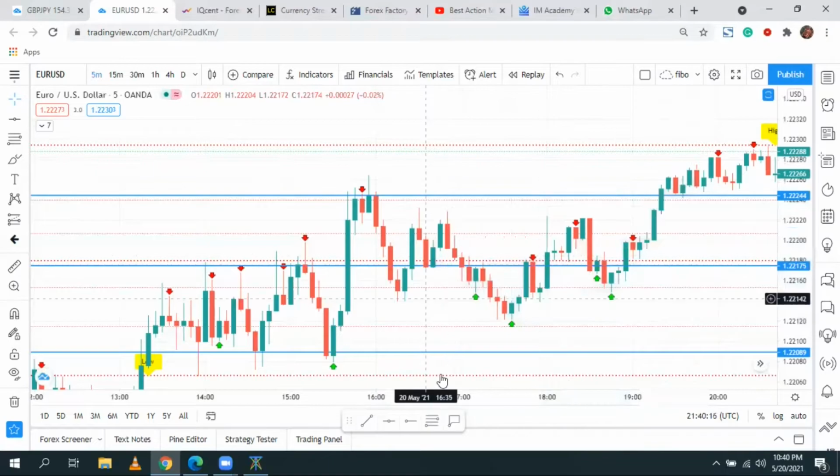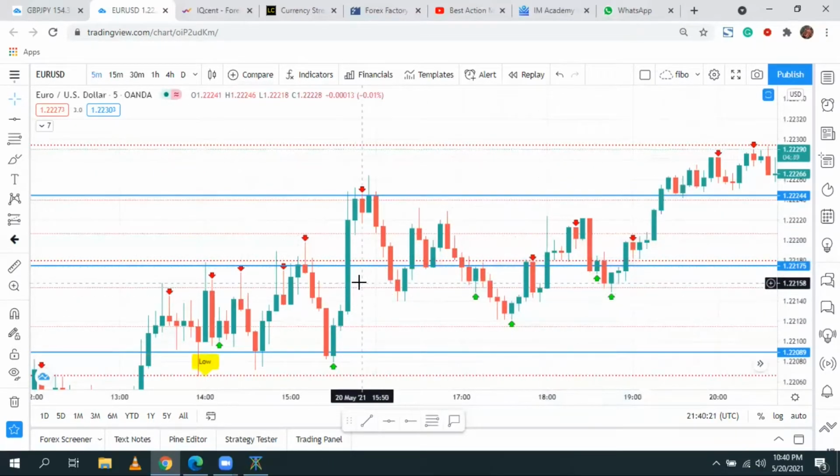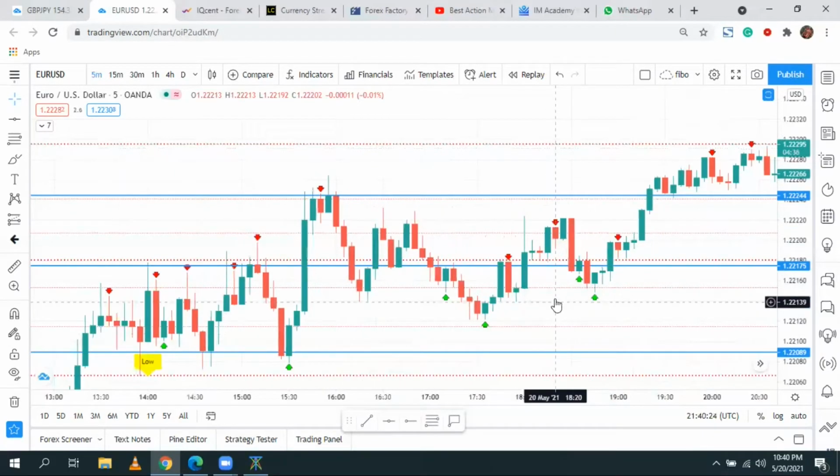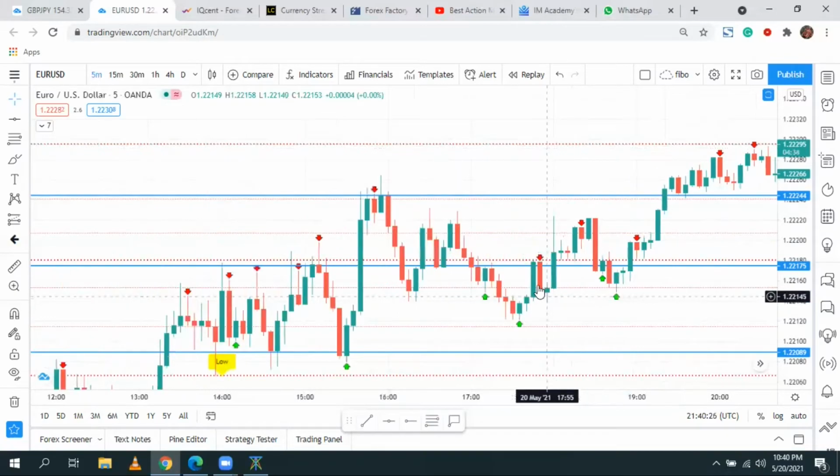So the more you practice with it, the more you see how you can make use of it to have more win rates and fewer losing trades.